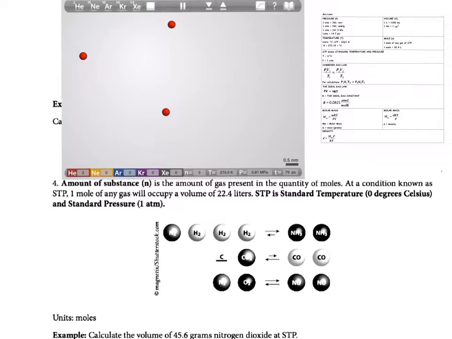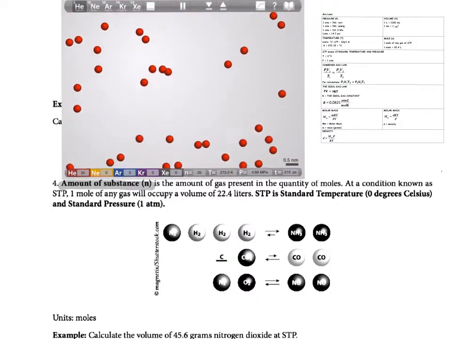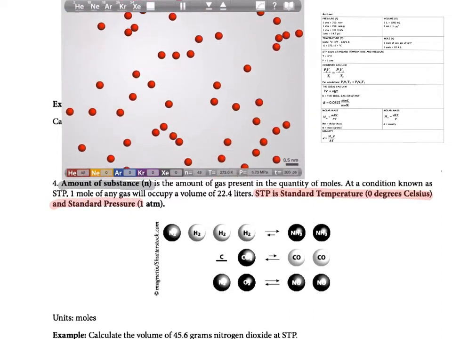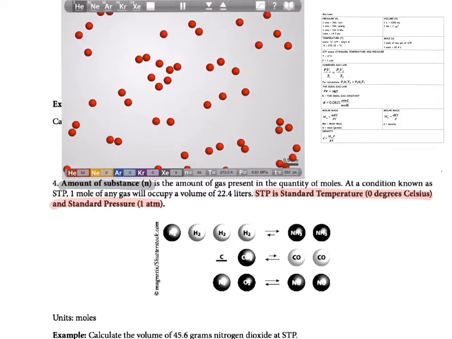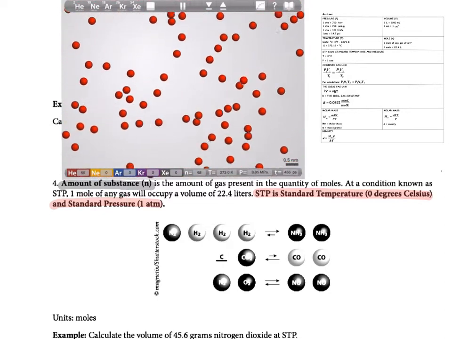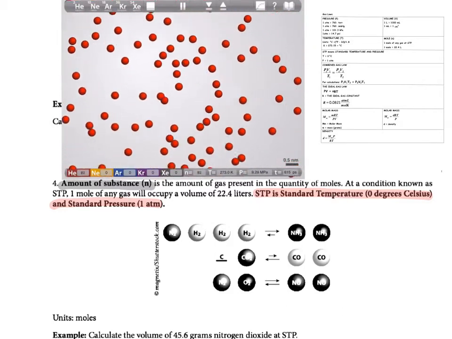Okay, so now we're going to talk about the last relationship that we're going to put into our gas laws for now, and that is moles. In gas laws, the symbol for moles is N. To talk about N, though, there's an important measurement that I need to bring to your attention, because it brings moles into some of our gas law conversions, and that's something called STP, which is standard temperature and pressure.